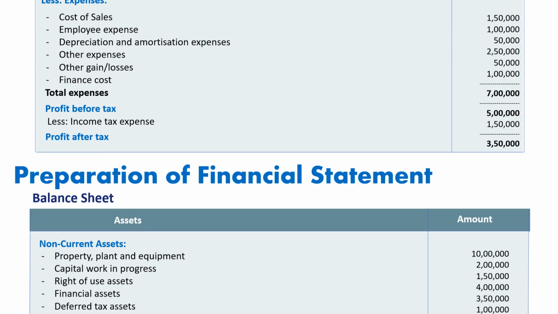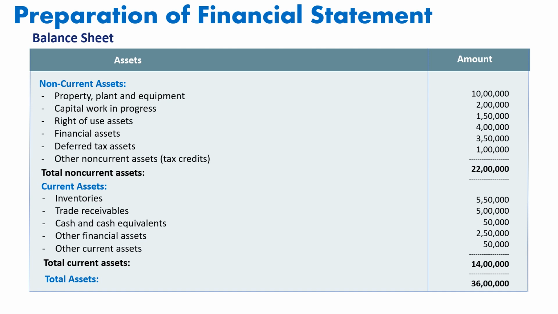Now let's see how the balance sheet is prepared. So balance sheet will have assets and liability. So here I am showing you the assets. Assets will have non-current assets first: plant, property and equipment, capital work in progress, right of use assets relating to lease, financial assets, deferred tax assets, other non-current assets. So all non-current assets will be reported first. Then you will have the total non-current assets. Then you will have current assets: inventories, trade receivable, cash and cash equivalent, other financial assets, other current assets.